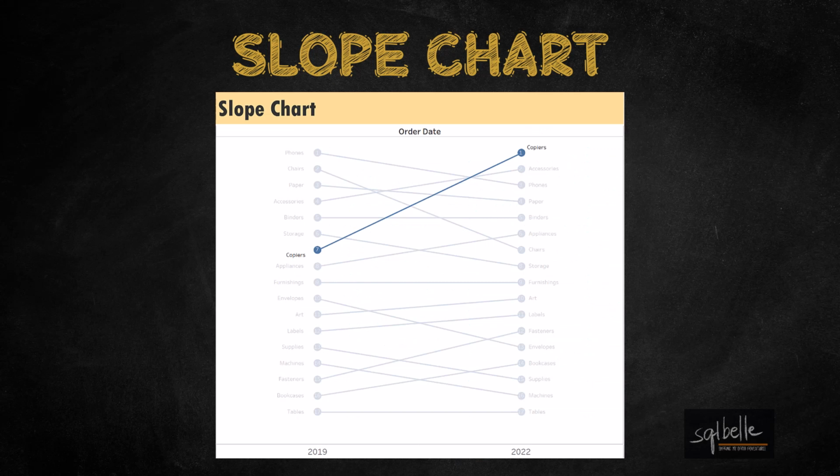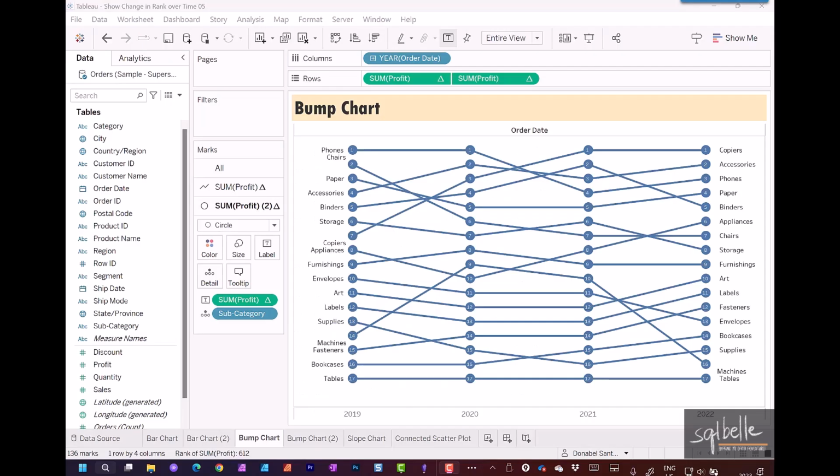Our next chart is a slope chart. A slope chart is a line where the intention is to show a before and after. It shows 2 points, and the intention again is to compare and show the difference between 2 points. For this example, we will start by duplicating our bump chart. Right click, duplicate, and let's change the name. Let's call this our slope chart.